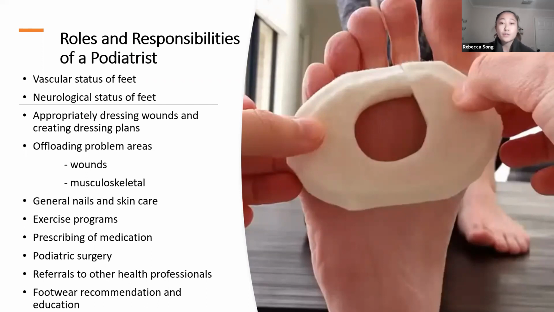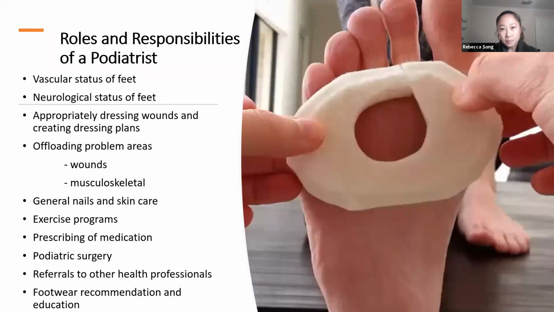We can also do further studies if we want to become a specialist. We can become podiatric surgeons if we're interested in that. This allows us to do certain foot procedures, such as bunion surgery and other bone surgeries and procedures in the foot. We're also responsible for appropriate referrals.